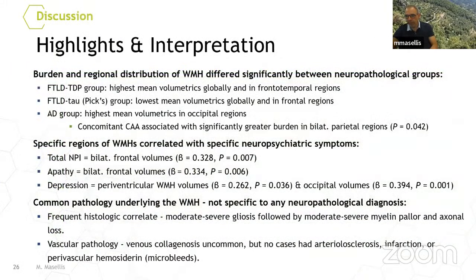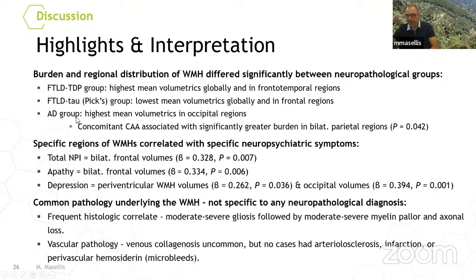So the highlights and interpretation of our findings. The burden and regional distribution of white matter hyperintensities differed significantly between the neuropathological groups, with the FTLD-TDP group having the highest mean volumetrics globally, and in frontotemporal regions. The FTLD-tau-Pick's group had the lowest mean volumetrics globally and in frontal regions, whereas the AD group had the highest mean volumetrics in occipital regions.